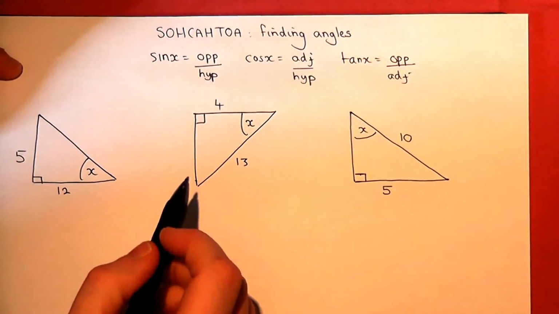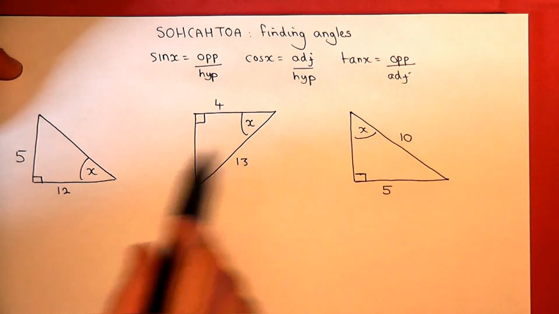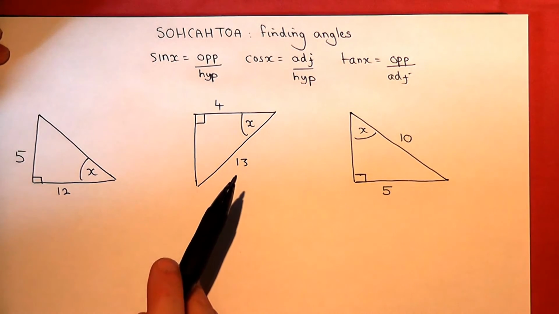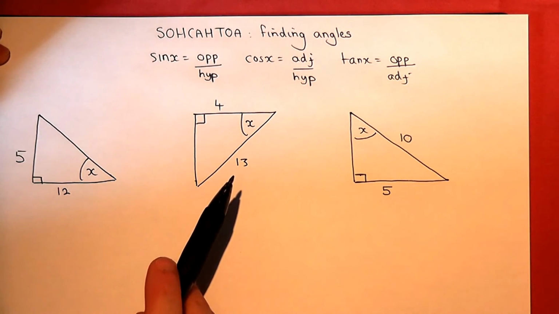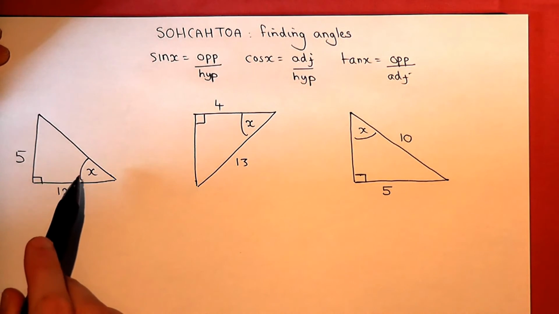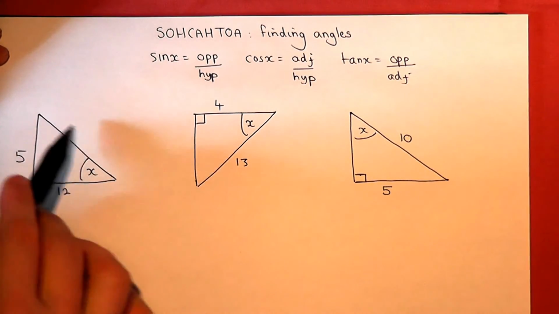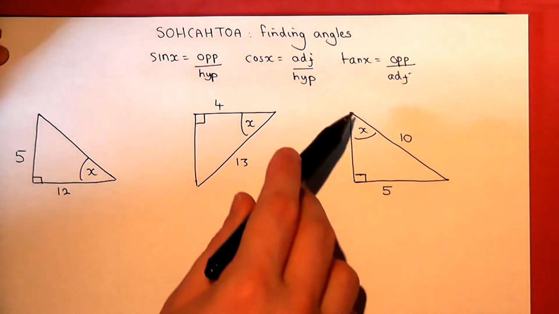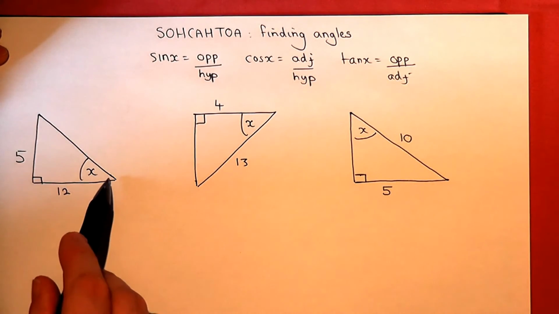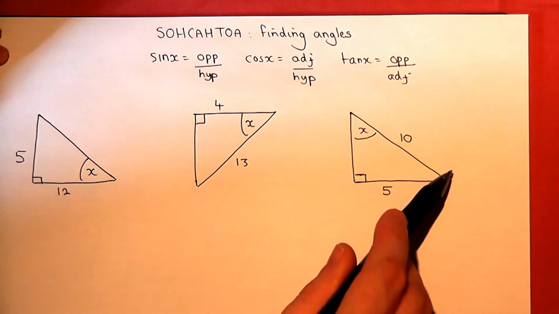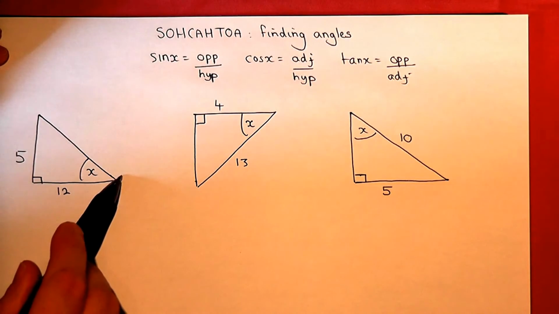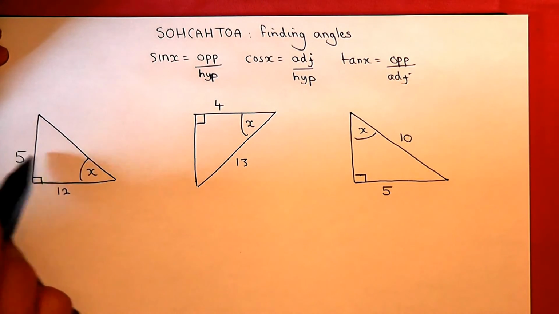This video talks through how to find missing angles when you know two sides. Now then, the first step is to label the sides either opposite, adjacent or hypotenuse. Now the hypotenuse is always the longest side opposite the right angle. So hypotenuse.